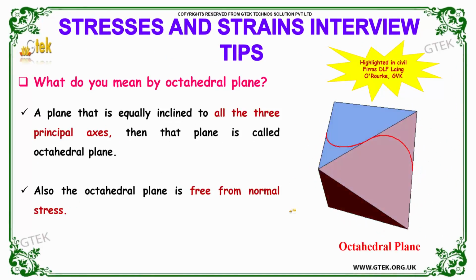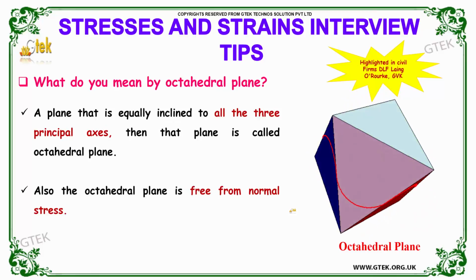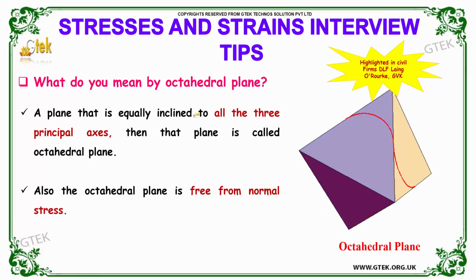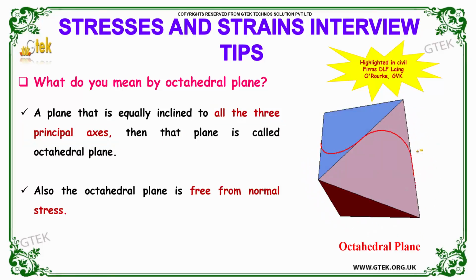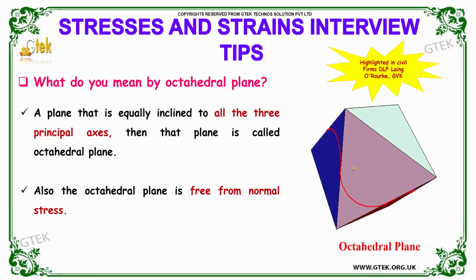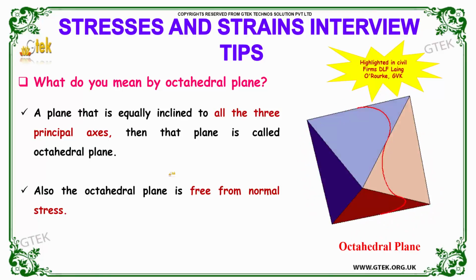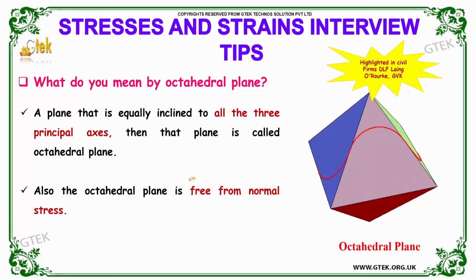Our next question is: what do you mean by octahedral plane? A plane that is equally inclined to all three principal axes is called an octahedral plane. So if you see, you have three principal axes going through your octahedral plane. Also, the octahedral plane is free from normal stress.